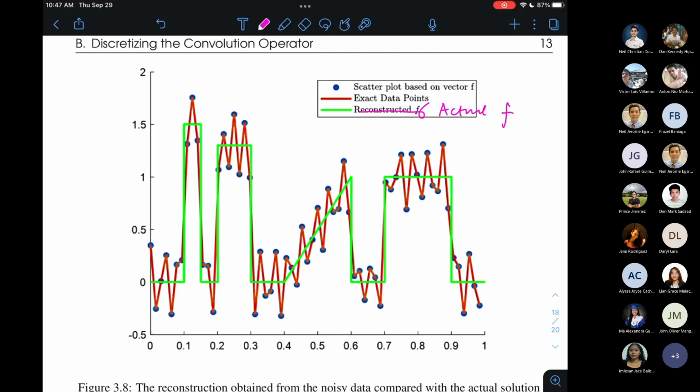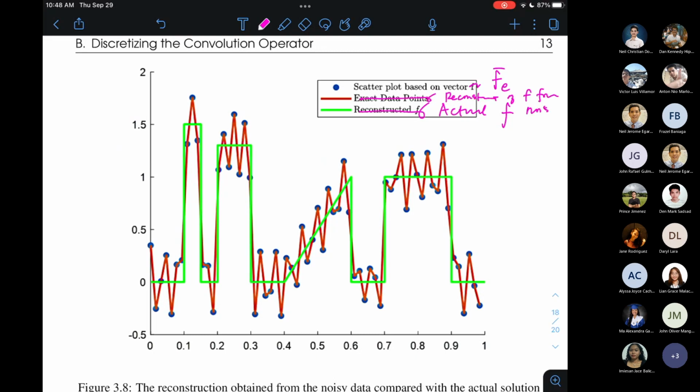Si blue dot, siya pa rin yung scatter plot based on the vector F, pero ito yung vector F na nanggaling dun sa noisy data. So, actually, itong blue, siya yung F bar sub E. So, yun yung makita niyo mga blue dots dito. Tapos yung orange, ito yung reconstruction ni F from noisy data.